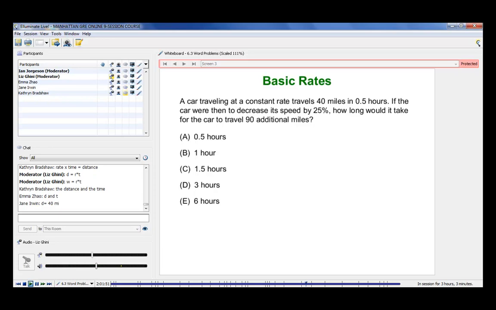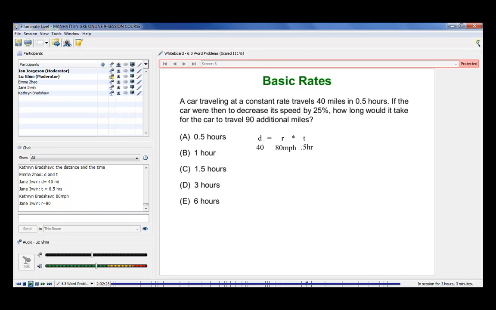First thing, I know the distance and the time, so I have a little table here to sort of track what they've told me. Distance equals the rate times the time. Okay, so I know 40 miles in 0.5 hours. So what's my rate? What's my rate have to be? Yeah, it's 80 miles per hour. Okay, good.